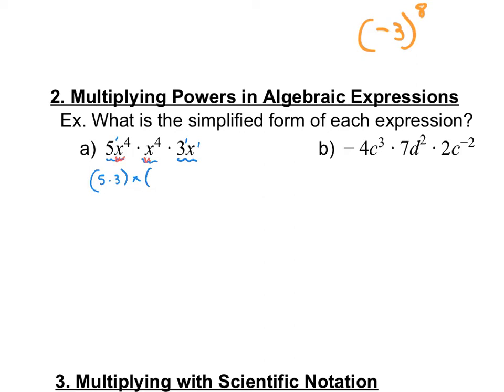Right here are my x's. I am going to have x to the 4th times x to the 4th times x to the 1st. So when I rewrite that, it's going to give me 15 times x to the 4 plus 4 plus 1, which is going to give me 15x to the 9th. And there you have it. We have done some algebraic expression simplification.